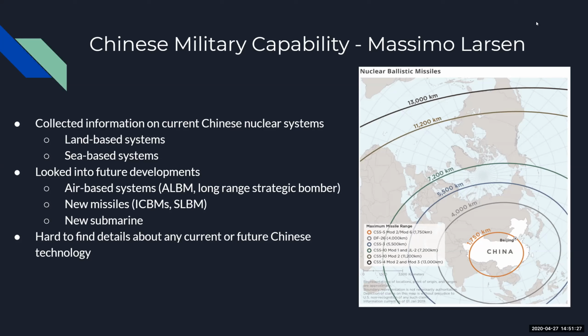Also, the Chinese are heavily investing in modernizing their stockpile. They're building new extremely long-range ICBMs as well as new SLBMs and an entirely new type of submarine that they're hoping to deploy soon. Sorry for the interjection. What does ALBM mean? Air-launched ballistic missile? Yeah, air-launched ballistic missile.